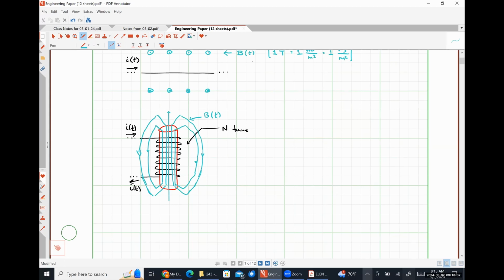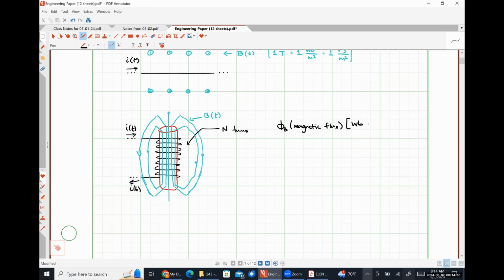So the reason why we might wrap our wire up into a coil is so that we get to concentrate our magnetic field lines and create a larger magnetic flux that's passing through our core material, okay? So our magnetic flux, I'm going to call this phi B. And it is measured in Webers, where a Weber is nothing more than 1 volt second.